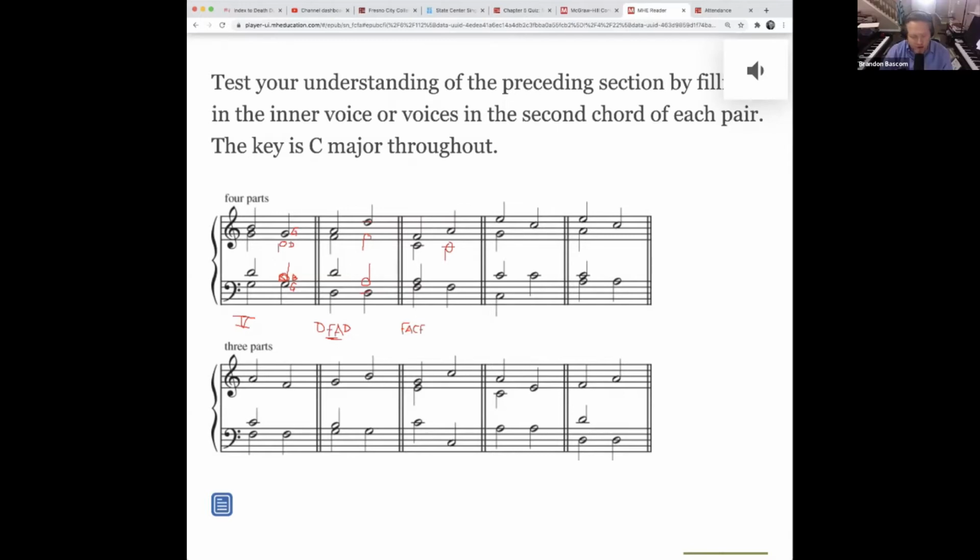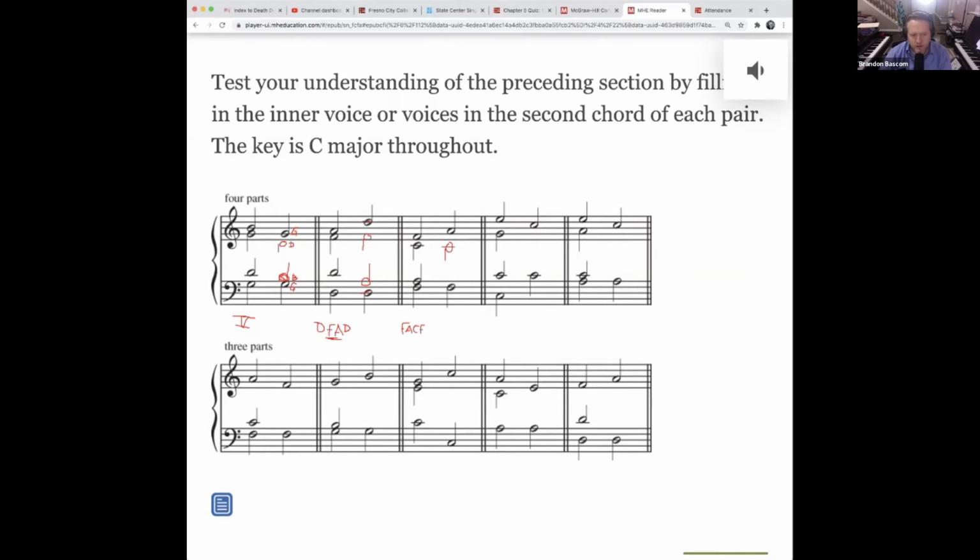Right. So then we got to decide, what do we want our tenors to do? Our tenors have been on this A. Can they just stay on that A? What happens if they do? They could, but I think we have a problem. We skip in the soprano. We have an A. Generally, we want to avoid doubling our third.